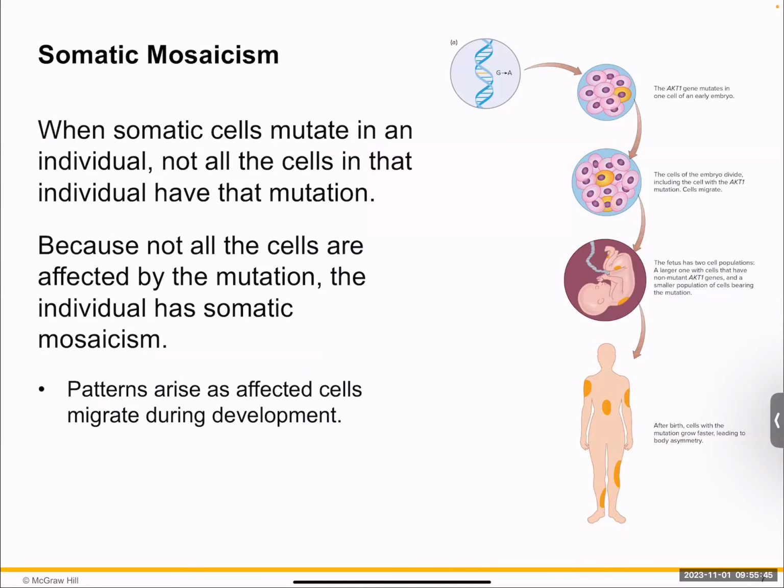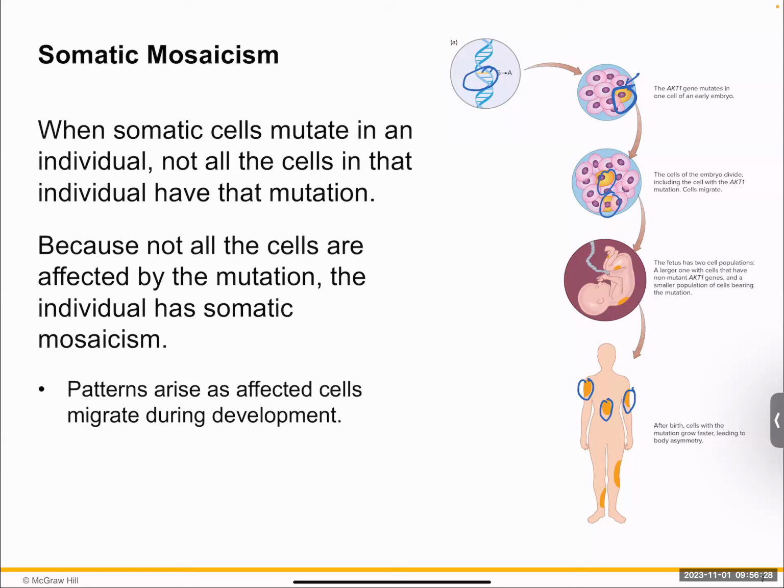Now, somatic mosaicism, again, you kind of have your original DNA, right? When somatic cells mutate in one individual, not all of the cells of that individual have the mutation. So again, highlighting this, these pink cells that you see right here are identified as normal, but because of this little mutation of G2A, some of the cells have been mutated. Because not all of the cells are affected by this mutation, this is considered a somatic mosaicism. So you can see that only parts of the body of this individual have developed those characteristics.